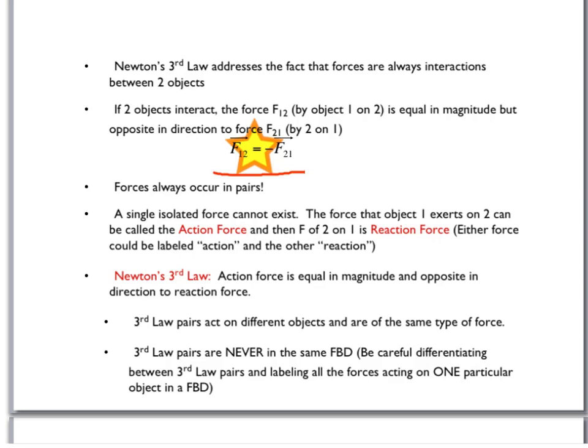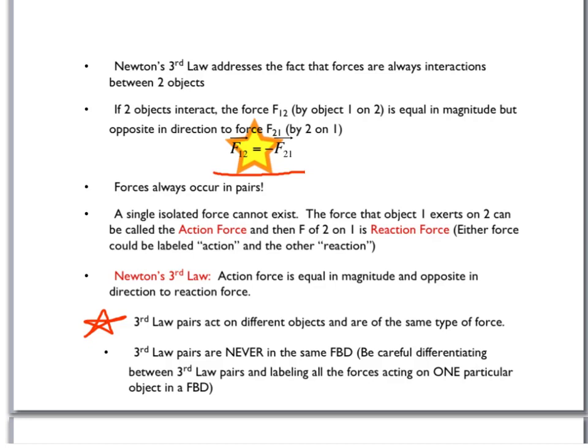A couple of hints to help you identify third law pairs. There are very common misconceptions or mistakes that students make as they're trying to identify third law pairs. So hint number 1, remember this: third law pairs act on different objects but are always of the same type of force.